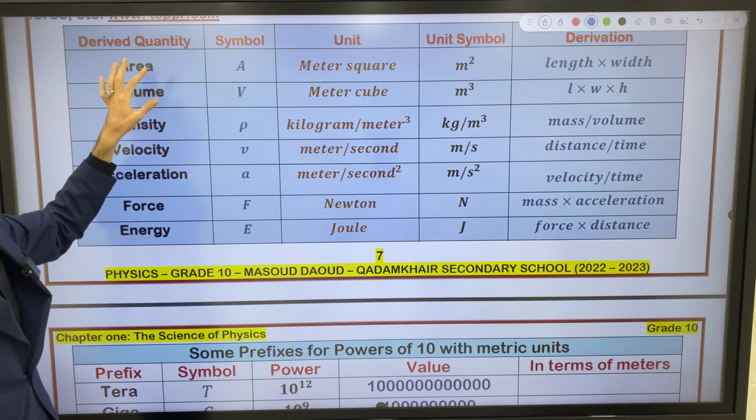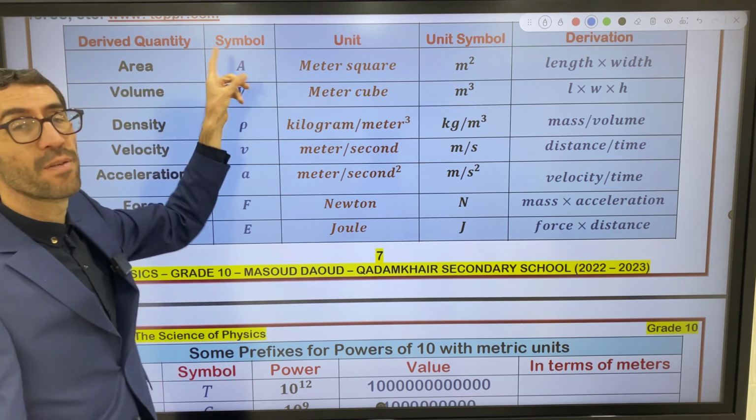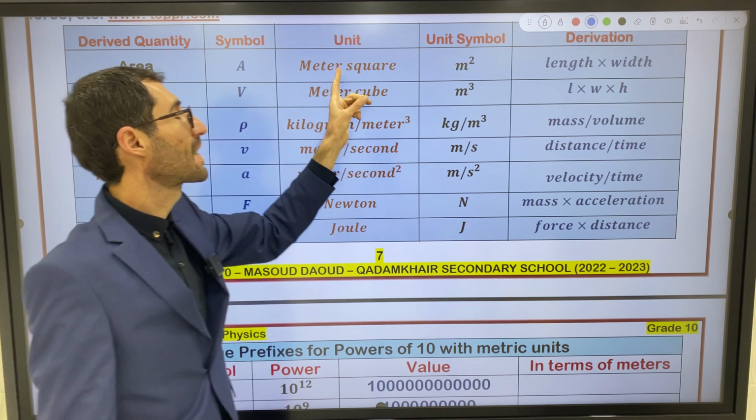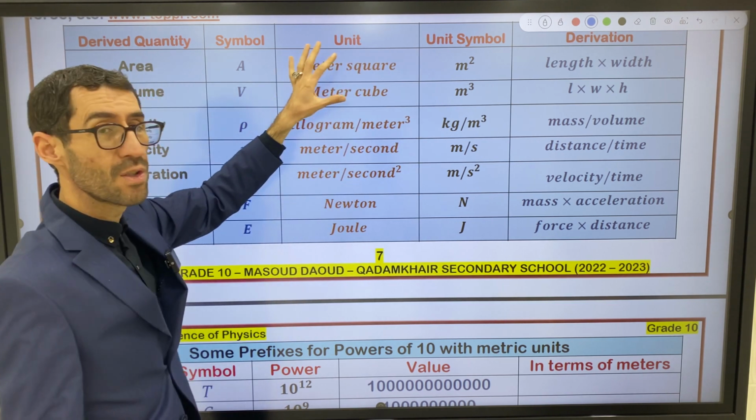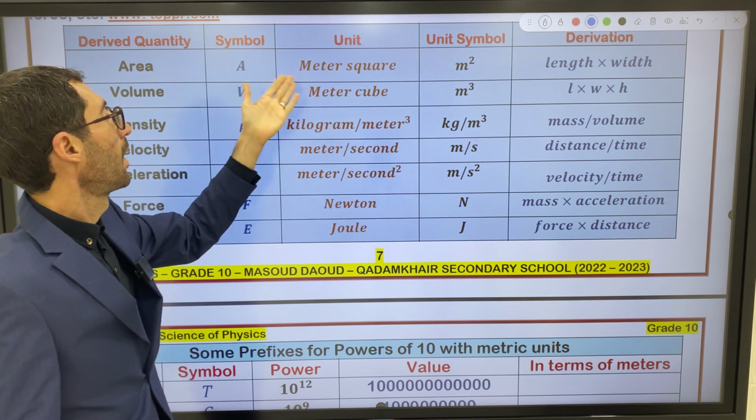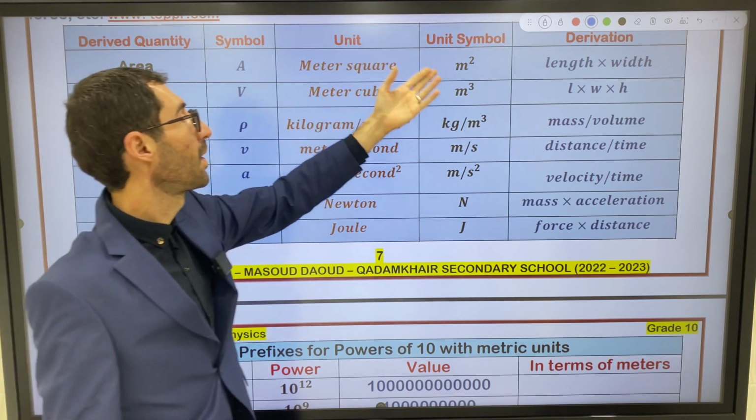The first derived quantity is area. The symbol of area is A capital. The unit name is square meter, and the unit symbol is m squared.